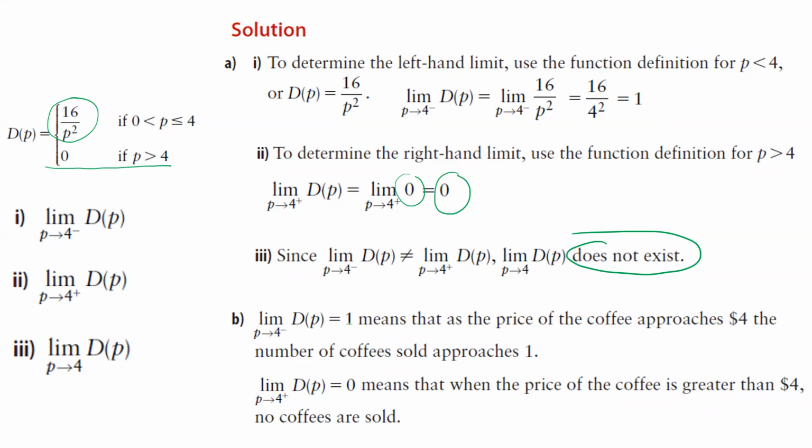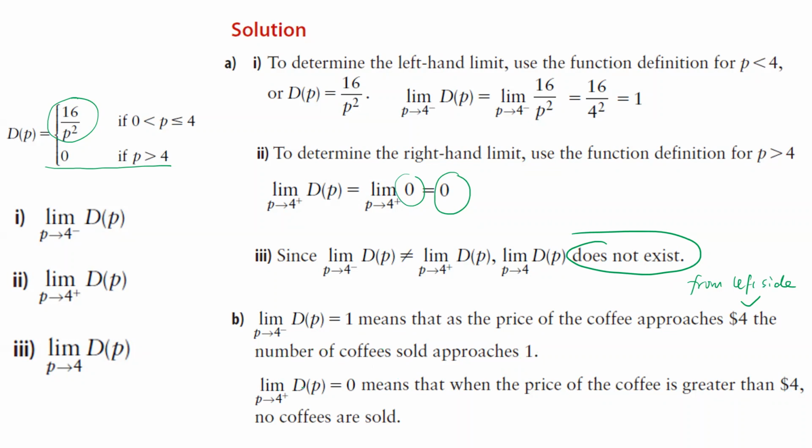Okay, question B. The limit of D(p) equals 1 as p approaches 4 from the left side simply means that as the price of the coffee approaches 4 from the left side, the number of coffees sold approaches 1.